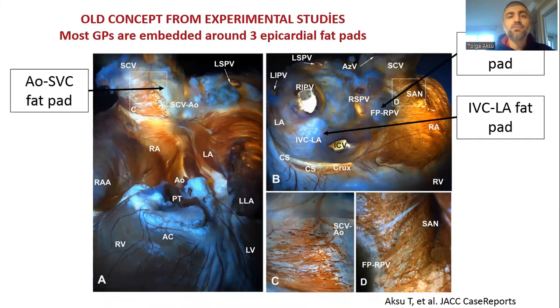According to the old concept from experimental studies, especially from smaller mammals, we believed that most GPs are embedded around three epicardial fat pads. And this belief completely changed our surgical ablation strategy, like in the AFACT study. But this is only true in smaller mammals.